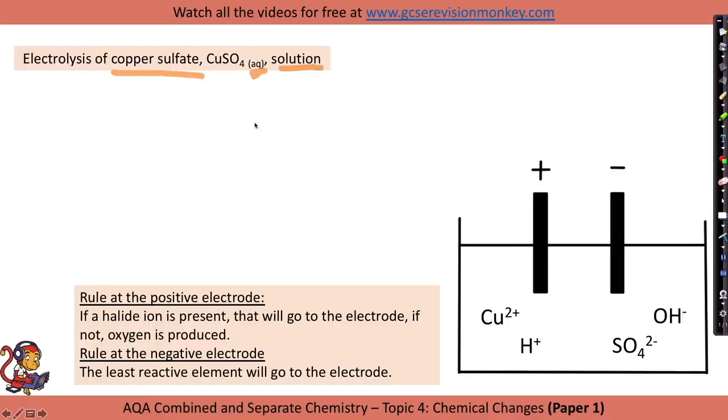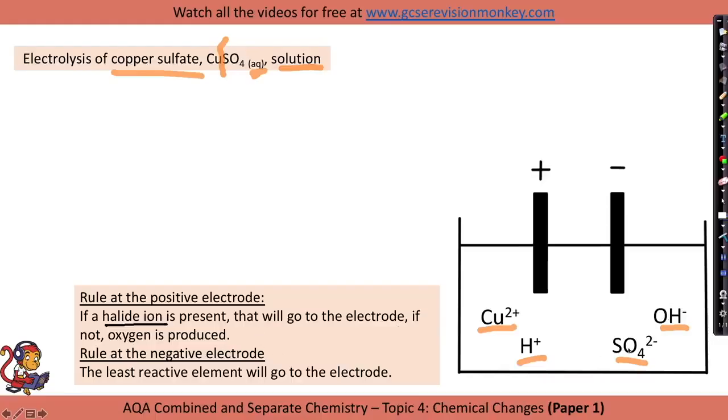So it's aqueous. And the ions that you have present are copper, don't forget the first thing's positive, so copper and sulfate. And then you've got the ions in water, H+ and OH- from the water. So again, you've got two things that you need to decide from and predict what will go to the electrodes. So let's start off with the positive electrode. Again, we said if a halide ion from group 7 is present, that will go to the electrode. If not, oxygen is produced.